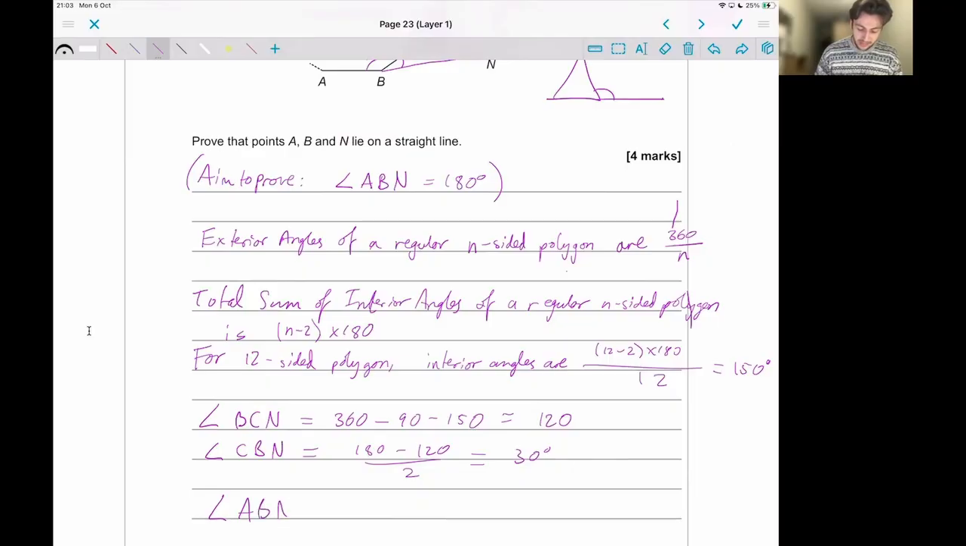So angle ABN equals angle ABC plus angle CBN, which equals 150 plus 30, which equals 180 degrees, which means straight line. And now we're done. Because we've proved that the angle from A to B to N is a straight line.